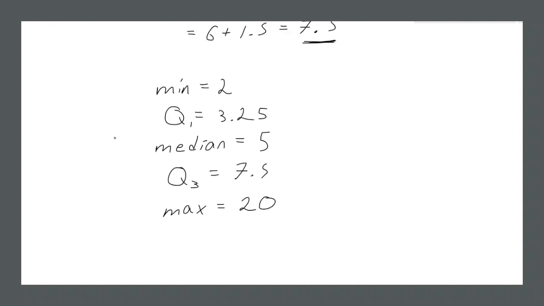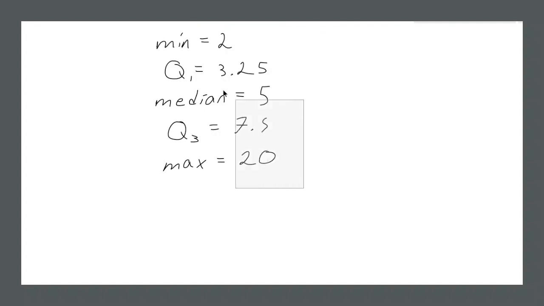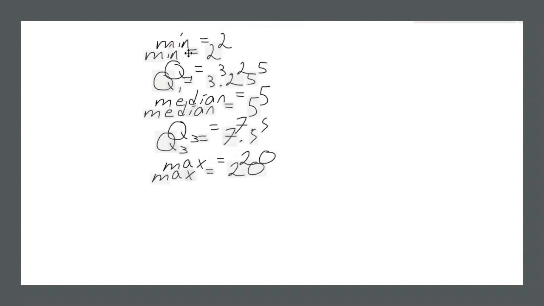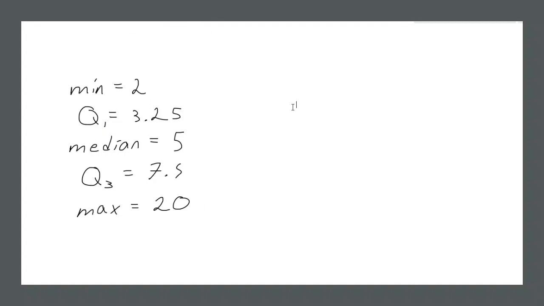So we could use these to draw a box and whisker plot, but we might not be done yet. So we have our scale. 2, 4, 6, 8, 10.